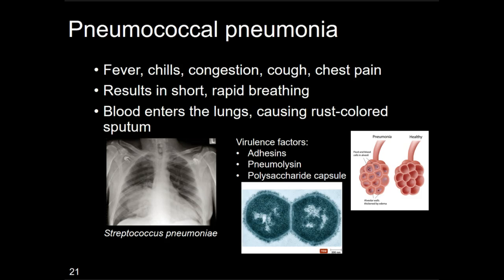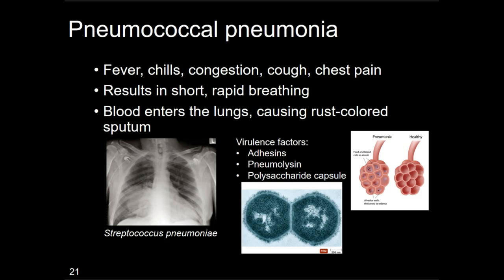Infection typically occurs by inhalation of the bacteria. So it enters into the lungs through inhalation. The bacterial replication causes damage to the lungs. IgA is destroyed by secretion of pneumococcal IgA protease. And pneumococcal pneumonia accounts for the most cases of bacterial pneumonia. So of all the different types of bacterial pneumonia that a patient can have, it's most frequently Streptococcus pneumonia.